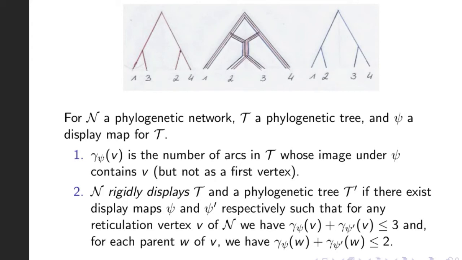Now, in order to control how often an arc is used or how often I'm going through a hybrid vertex, we have introduced the notion of rigidly displaying. And we say that a network rigidly displays 2 trees T and T prime if we have display maps for both of them, such that as an overall sum, I'm going through a reticulation vertex at most 3 times, and for each parent of a reticulation vertex, I'm only going through that vertex at most twice.